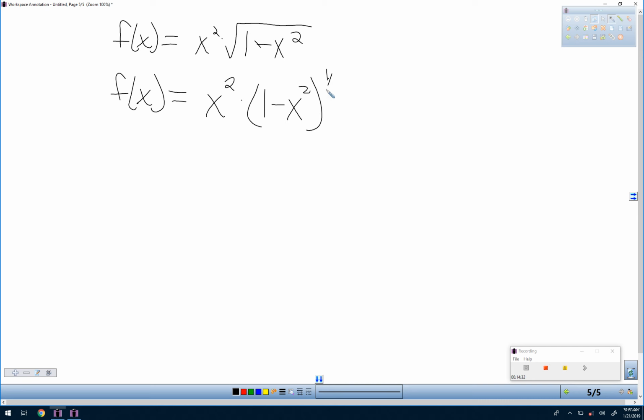And so not only do I have to use the product rule, but I'm also going to have to use the chain rule, because for this value over here, notice I've got a function inside of another function. So here's what I'm going to do. I'm going to do the product rule first. I'm going to have to do the product and the chain rule at the same time. So first, x squared, I'm going to put that in parentheses so I don't lose anything.